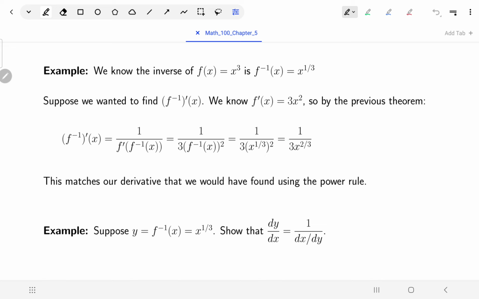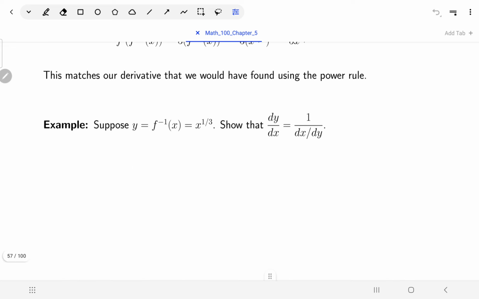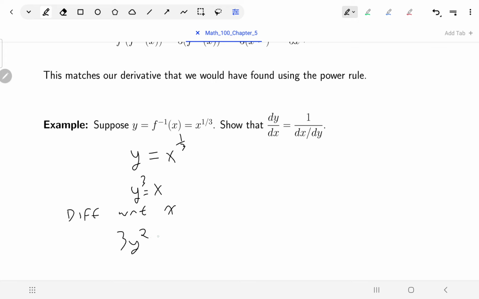So I just wanted to show the other way of writing the theorem, that dy dx is 1 over dx dy. So here, if I have my function y equals x to the 1/3 and I want its derivative, I could take this relationship and rewrite it using inverses. I could say, cubing both sides, y cubed would be x. And then if I differentiate both sides with respect to x, on the left side I'd have 3y squared times dy dx, and on the right side the derivative of x with respect to itself is just 1.